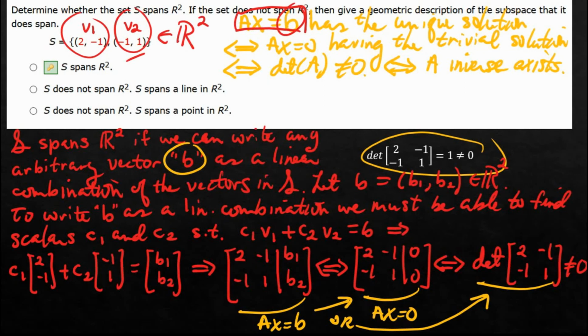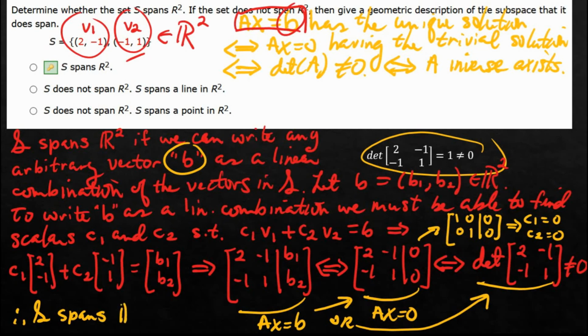So because of that, the system is unique. We conclude that S spans R2. Now, when you solve this system, we get 1, 0, 0, 1, and then 0, 0, right? And so that gives us the trivial solution. Here, C sub 1 is 0, and C sub 2 is 0. Or you can just do the determinant, and you don't get 0. So we conclude that S spans R2.